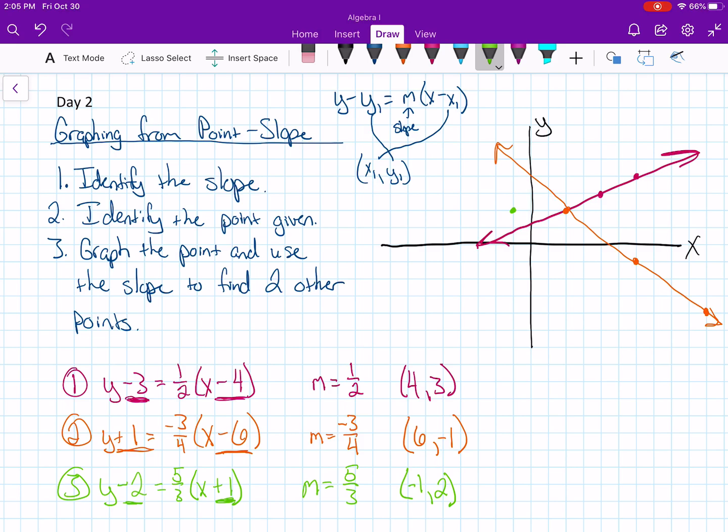That means up 5 and to the right 3. So we'd be up here. Or it could mean down 5 and to the left 3. So we would be right there. And then we just draw our line, connect the dots, and there is our line. So make sure that when you are graphing from point slope, you follow those 3 instructions, and then you should be good to go.